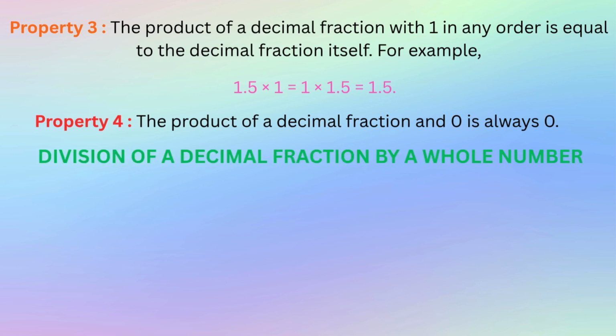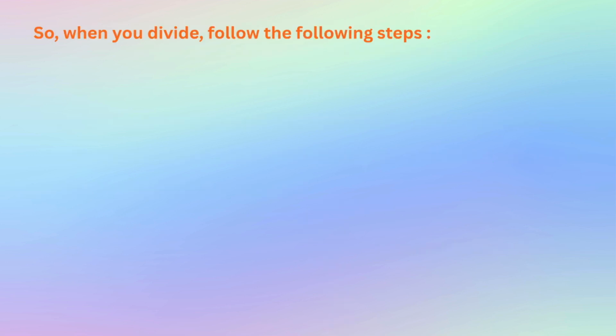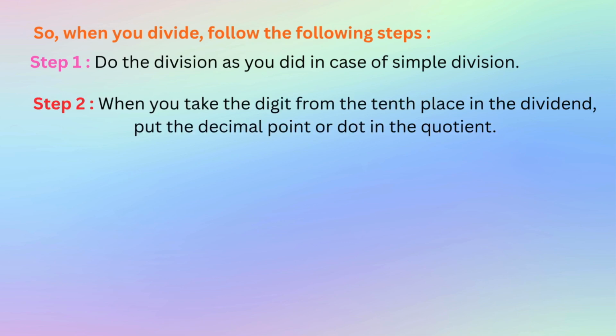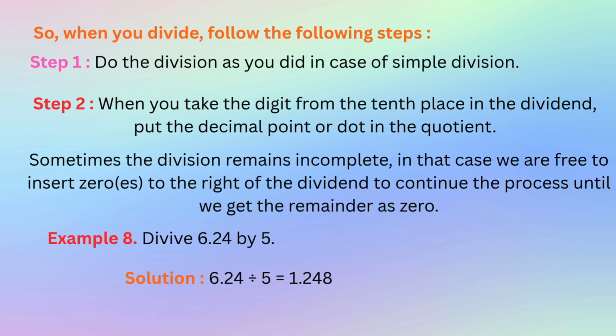Division of a decimal fraction by a whole number. Let us see how the division is done. When you divide, follow these steps. Step 1. Do the division as you did in simple division. Step 2. When you take the digit from the tenth place in the dividend, put the decimal point in the quotient. Sometimes the division remains incomplete. In that case we are free to insert 0s to the right of the dividend to continue the process until we get the remainder as 0. Example 8. Divide 6.24 by 5. Solution. 6.24 divided by 5 equals 1.248.